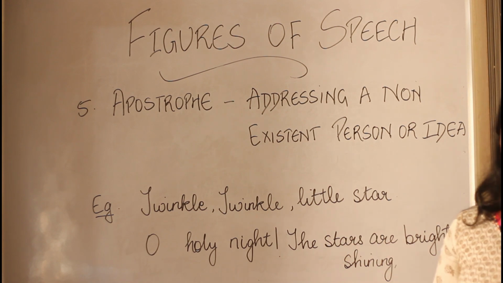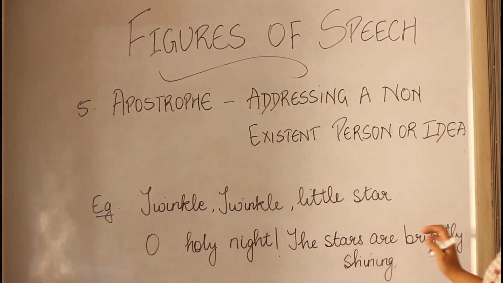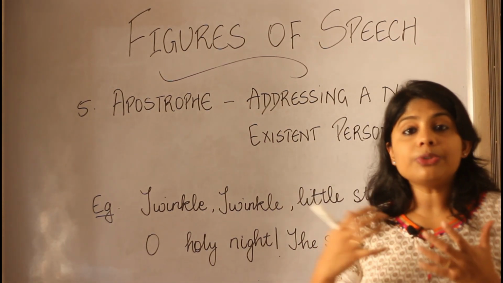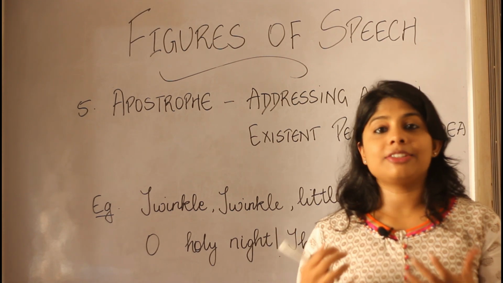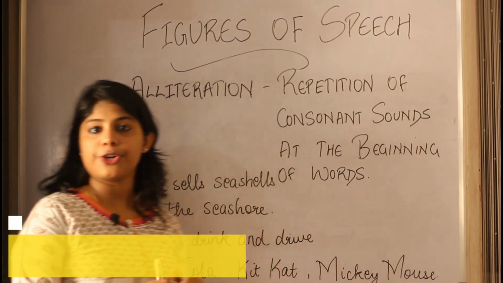The second one, a famous Christmas carol, "Oh holy night, the stars are brightly shining." In this too, we are talking to the night, which is actually an inanimate object, and talking to it directly. The next one, the alliteration.